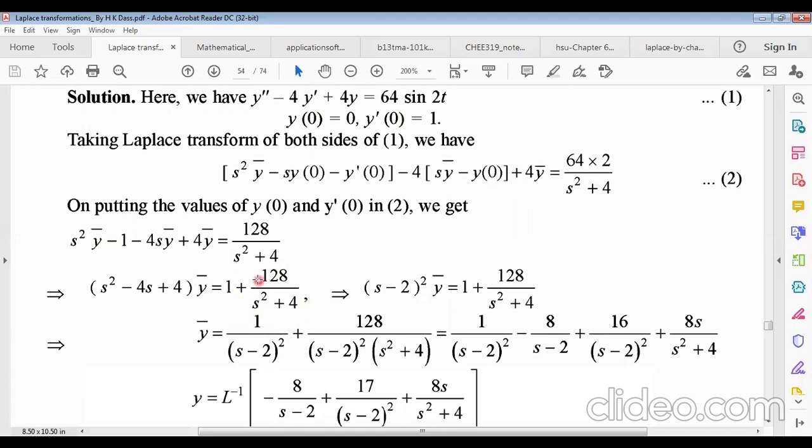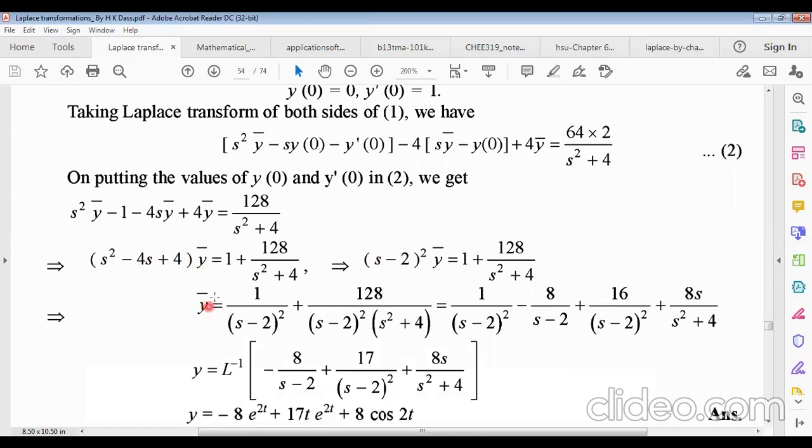So Y bar times (s square minus 4s plus 4), which means (s minus 2) whole square. So the Laplace transformation of y(t), that means Y bar, equals 1 divided by this plus this divided by this. Using the partial fraction method, we can write 1 divided by this, and this can be written as what?